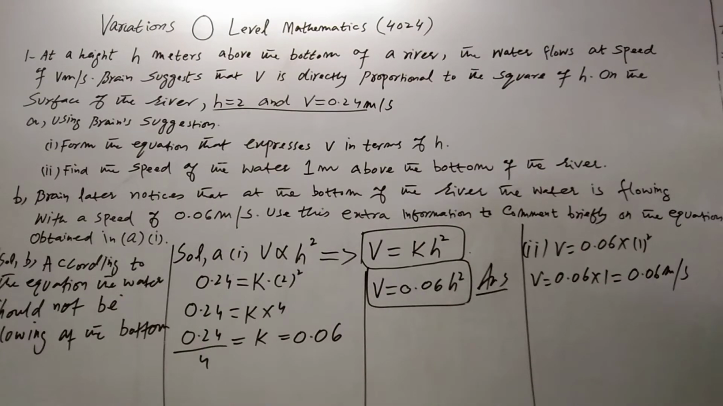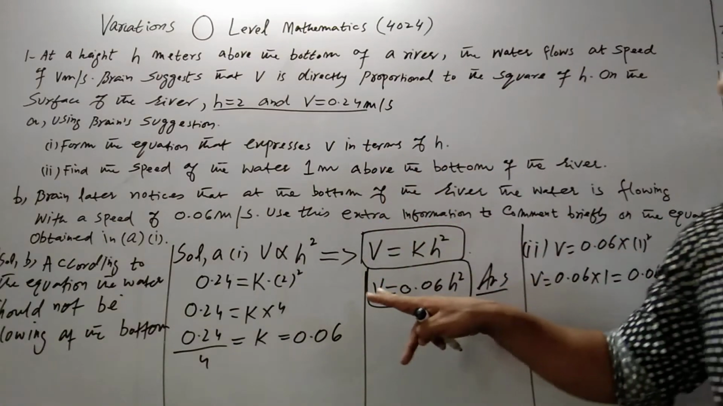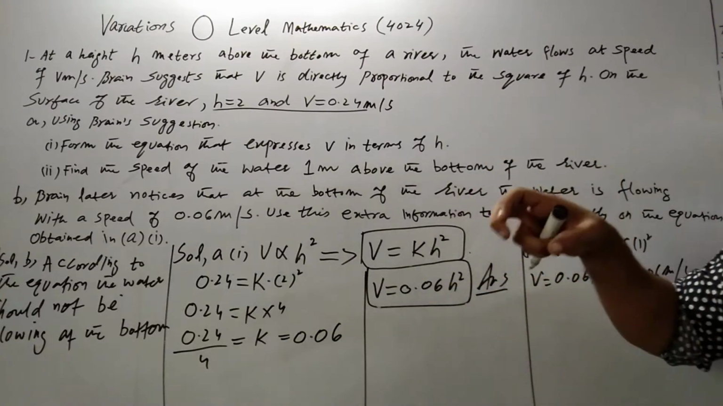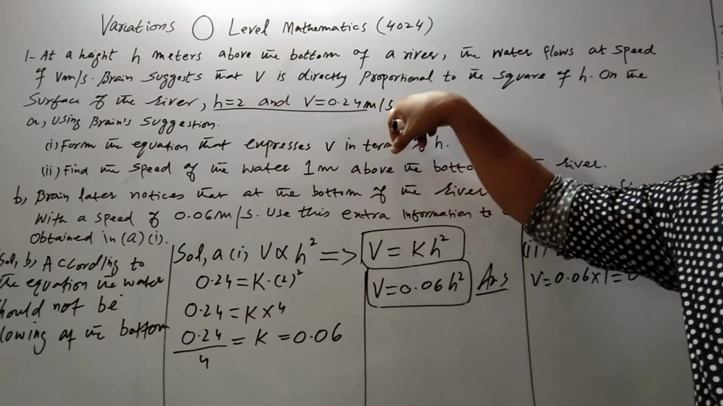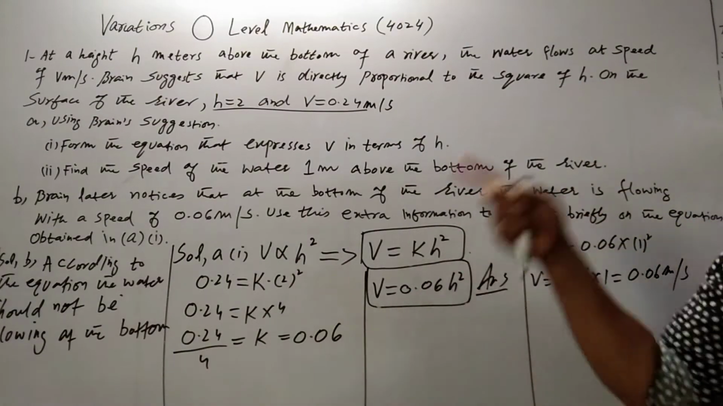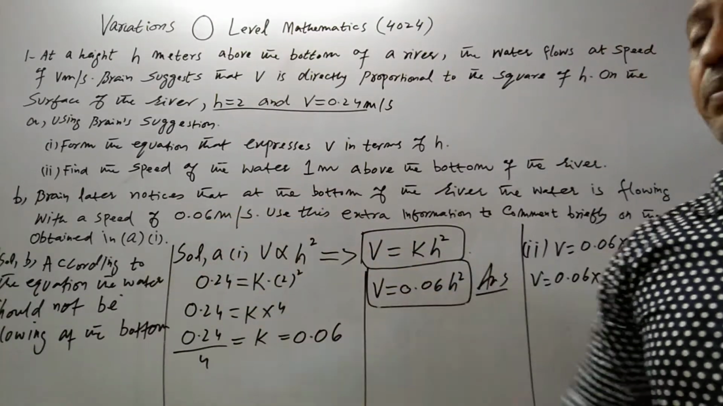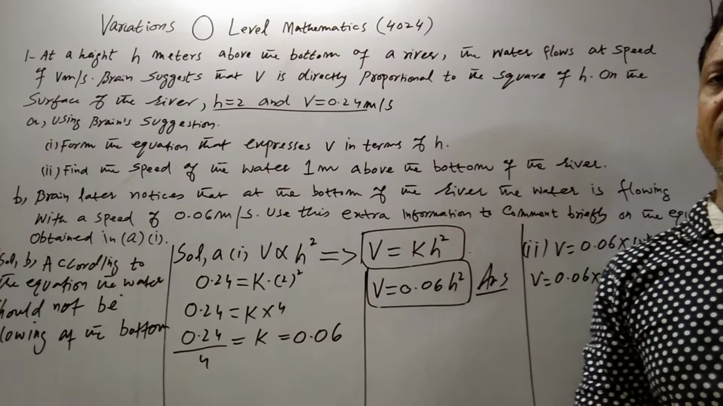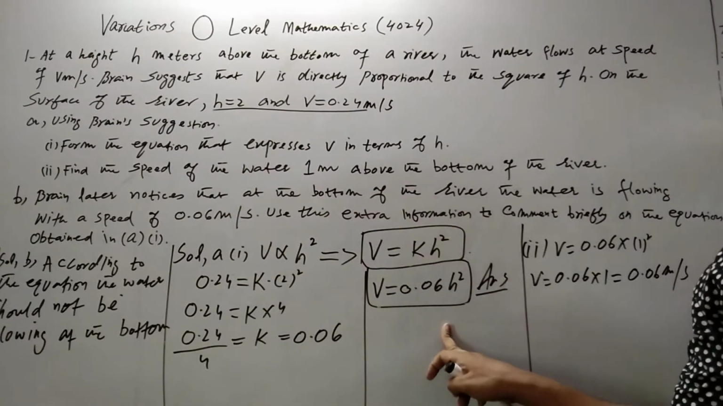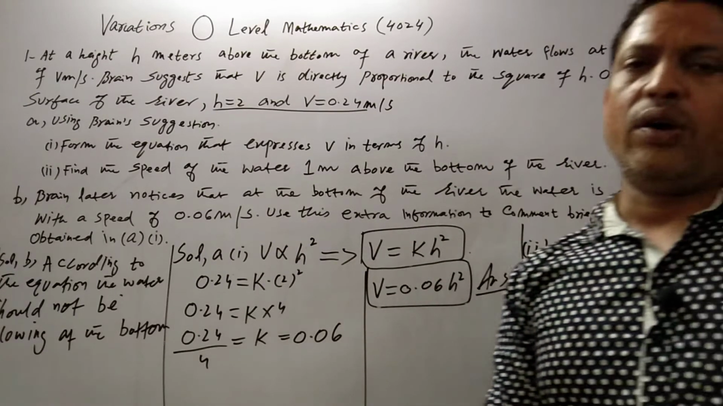Why? This is our answer because in part A we found this equation of v and h by using h equals 2 and v equals 0.24 when the water is flowing at the surface of the river. But in part B, he later notices that the speed of the water is 0.06 meters per second at the bottom of the river. This information contradicts the equation. Therefore, I wrote that according to the equation, the water should not be flowing at the bottom of the river.